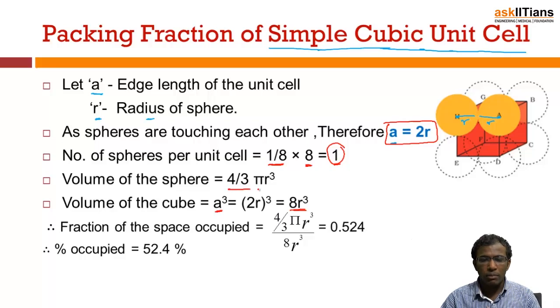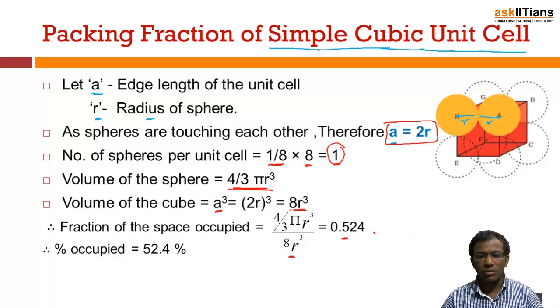4 by 3 pi r cube. So this is the volume of one sphere, into, we have only one particle, that is one sphere inside. So basically it is 1 into 4/3 pi r cube. So this is the volume of the sphere, divided by the volume of the cube, that is 8r cube. So r cube will get cancelled. So if you calculate, the value comes around 0.524.